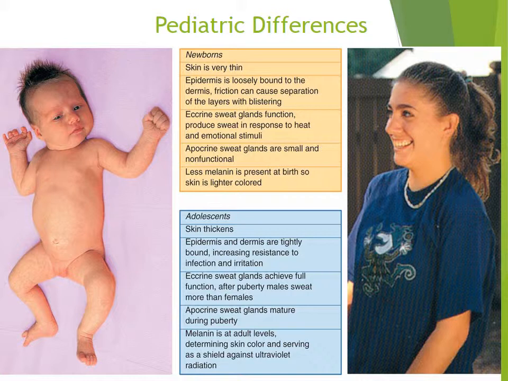Eccrine sweat glands achieve full function. After puberty, males sweat more than females. Apocrine sweat glands mature during puberty. Melanin is at adult levels, determining skin color and serving as a shield against ultraviolet radiation.